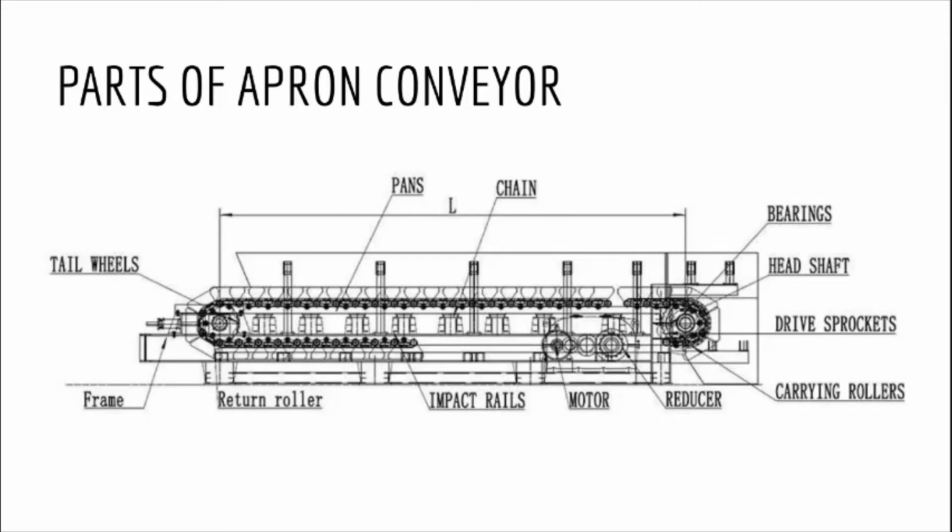Chain. The chain wraps around the head shaft and tail wheels and rides on carry rollers to provide movement. Carry rollers. Carrying rollers provide load carrying to the working side of the feeder. Return rollers. Return rollers support the chain or flight assembly on the return side. Drive sprockets. Drive sprockets intermesh the chain, moving it and the flights. Impact rail. Impact rails are installed under the flights in the loading and strike-off area to prevent permanent deflection of the flights. Mainframe. The mainframe provides a base for the operating components.